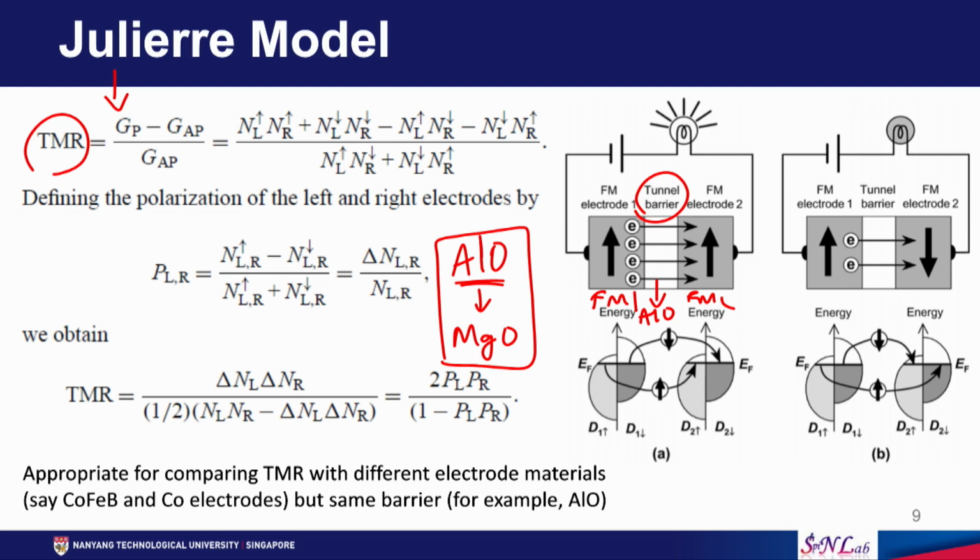In this case, we consider the density of states on the left side ferromagnet and the right side ferromagnet. The majority electrons in the left side and right side ferromagnets, and the minority electrons in the left side and the right side ferromagnet. For the parallel configuration, this is the first term. So, Gp is these two terms.